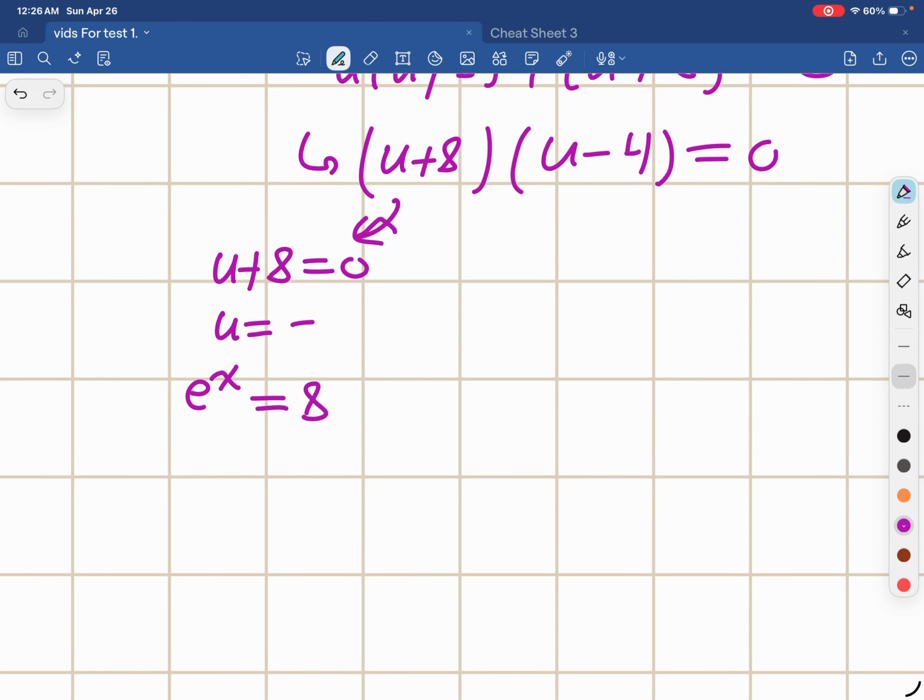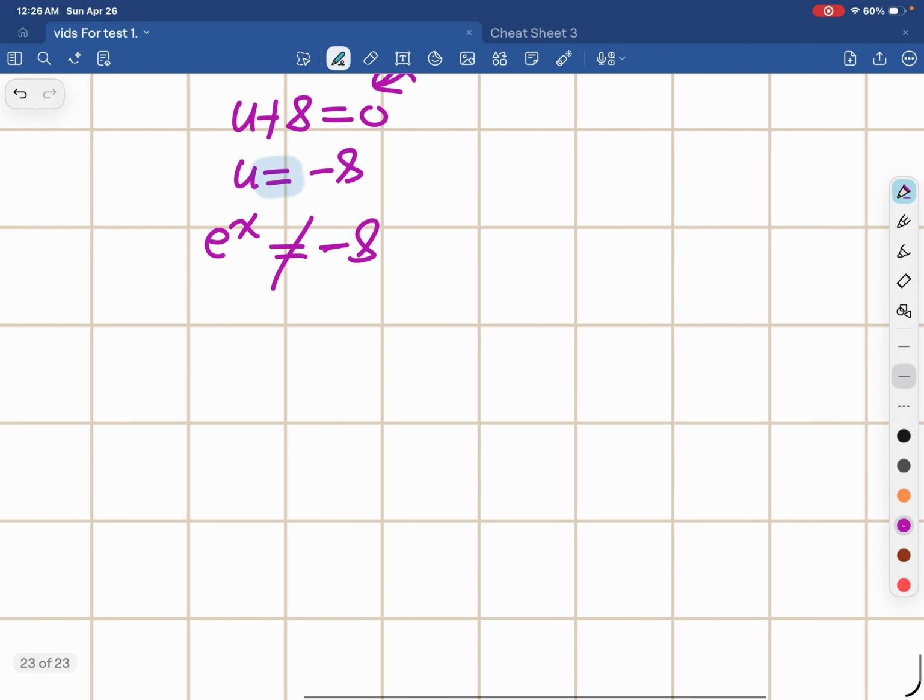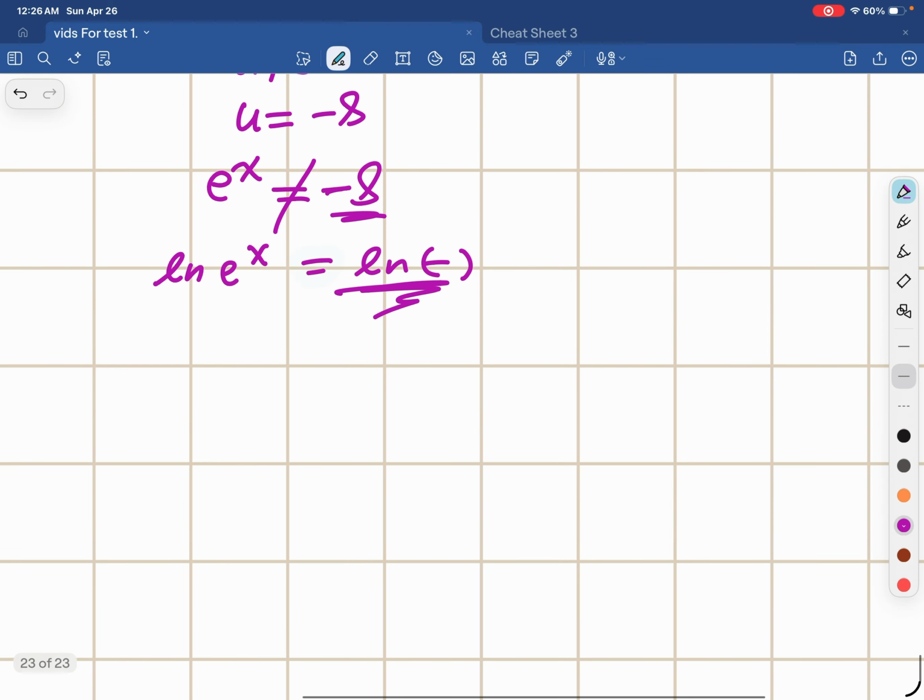So then this would mean u is negative 8, meaning e to the x is negative 8. And the reason why we cannot do this is because we can't take a log of a negative number. So the way we would solve this is we would take ln of e to the x to separate x, but we cannot take ln of a negative value because that falls under the log rule. So this is going to not count and be labeled as extraneous.